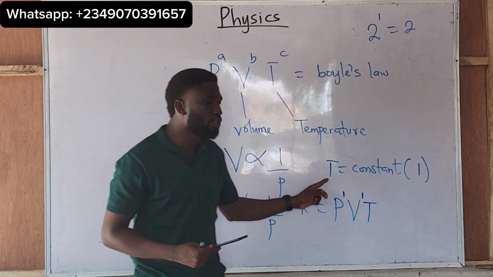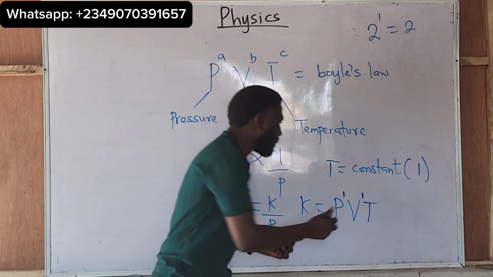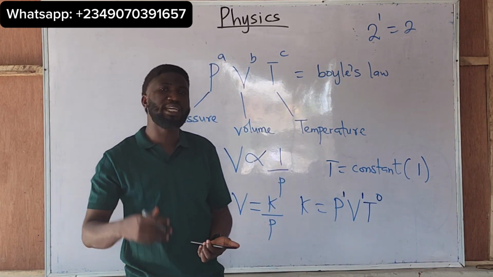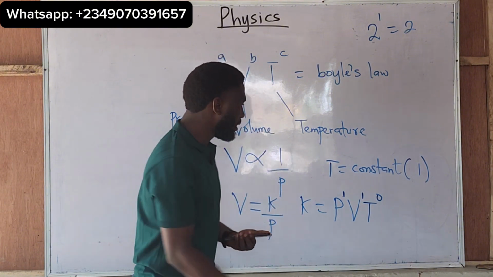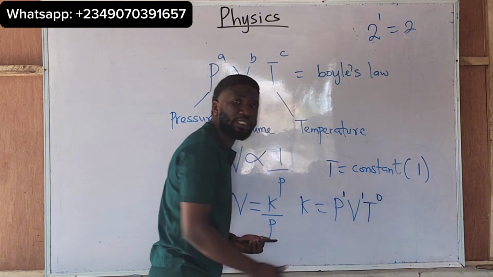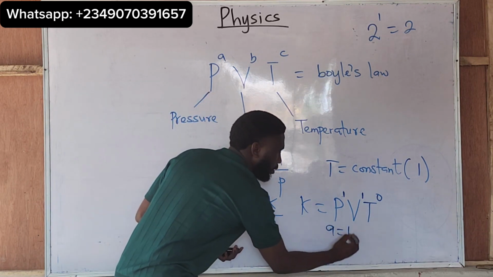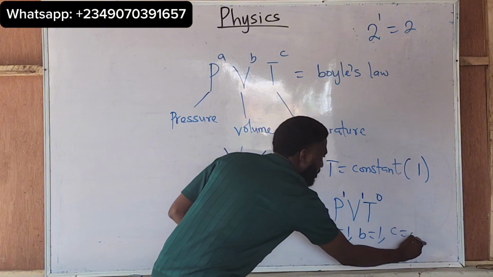So what will make T to be 1? The index needs to be 0. If I have T raised to 0 now, that will give us 1. As we all know, any T raised to 0 has its value to be 1. T raised to 0, it is 1. So for me now, A is 1, B is 1, and then C is 0.